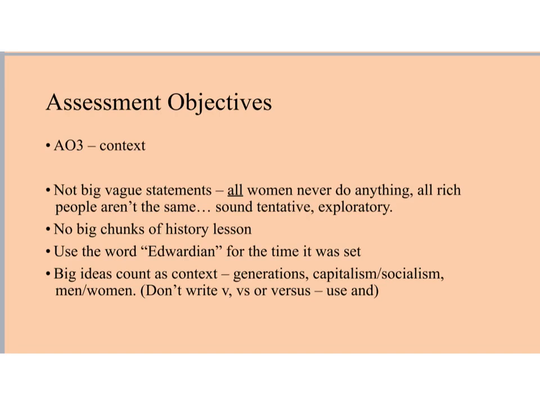You can use the word Edwardian for the time it was set. And also big ideas count as context. So a lot of the time when you're writing about capitalism, socialism, men, women, the different generations, you're covering context anyway. As a little aside, don't write V or VS or versus. Use and. So it's not Priestley's idea of men versus women or men v women. It's Priestley's exploration of the differences between men and women, or the conflict between men and women.